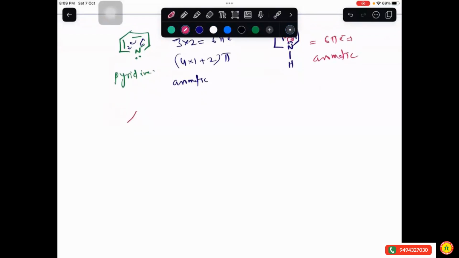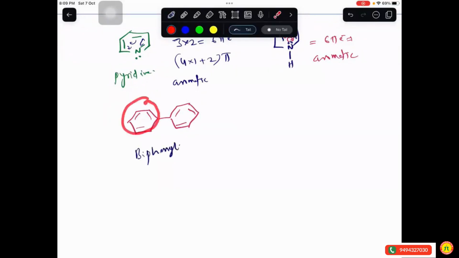Sir, suppose you take biphenyls like this. These are called biphenyls, because two phenyl groups are connected separately. So this is aromatic, this is aromatic. Total you can say it is aromatic, right?